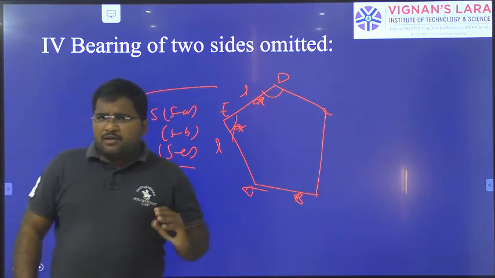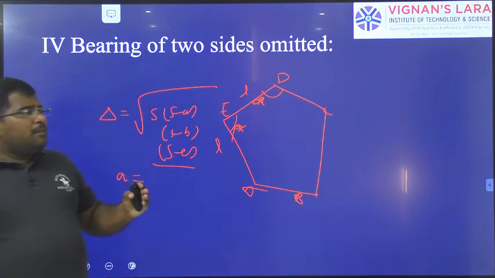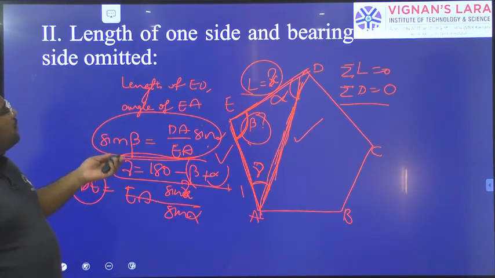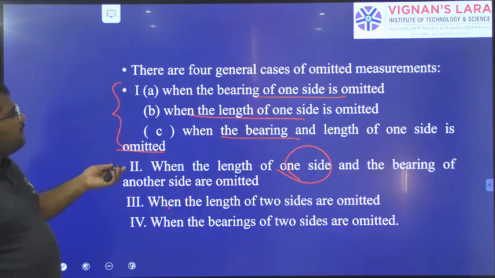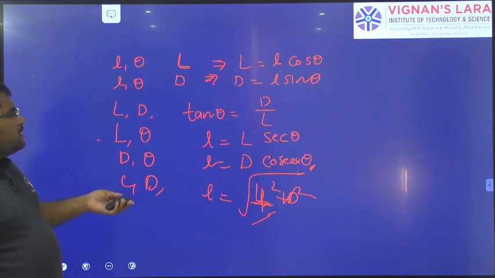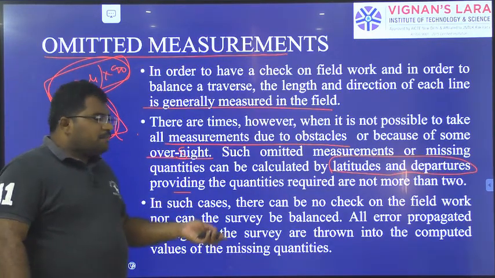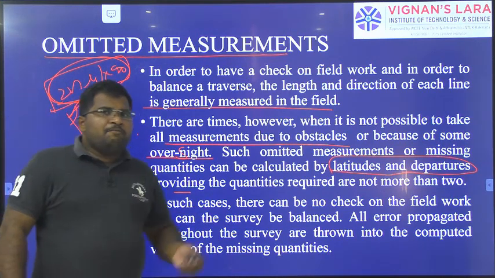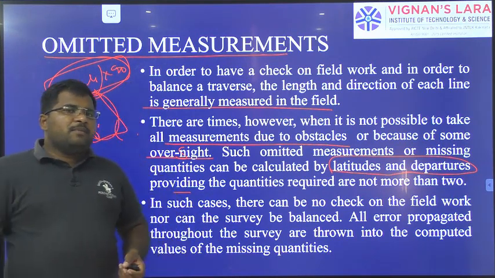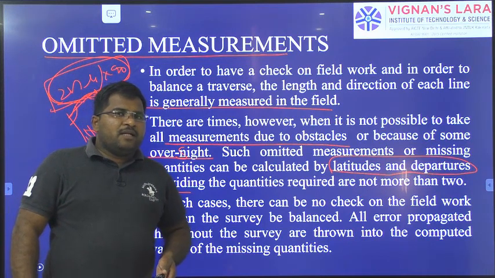In your syllabus we have only an introduction to the omitted measurements. If you get an idea of what omitted measurements are and how to do this kind of measurement, that is enough, right? So that's all for omitted measurements, and this is the last class for unit number 3 in surveying, right? So thank you.